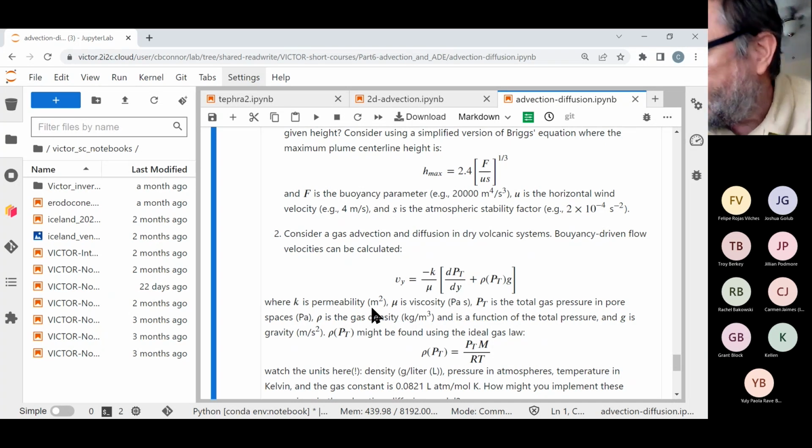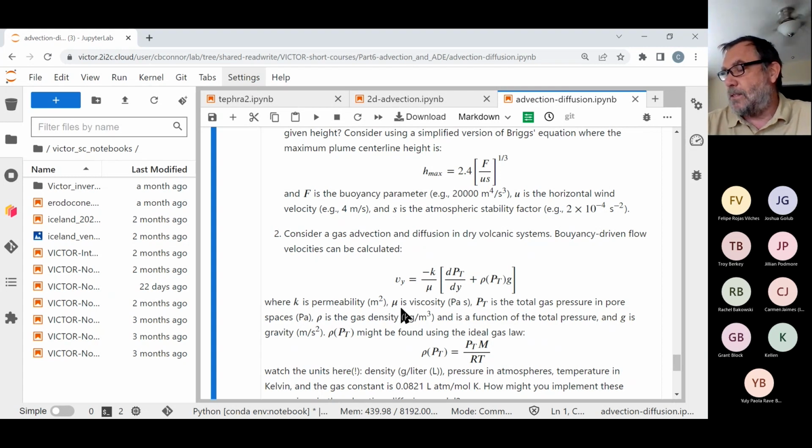Basically, how easy it is, how connected the pore spaces are in your medium. And mu is the viscosity of the gas that you're thinking about. And then PT is the total gas pressure in the pore space. So if you're dealing with the partial pressure of a gas in a gas saturated soil or something like that, you need to deal with the total pressure as a function of the vertical distance.